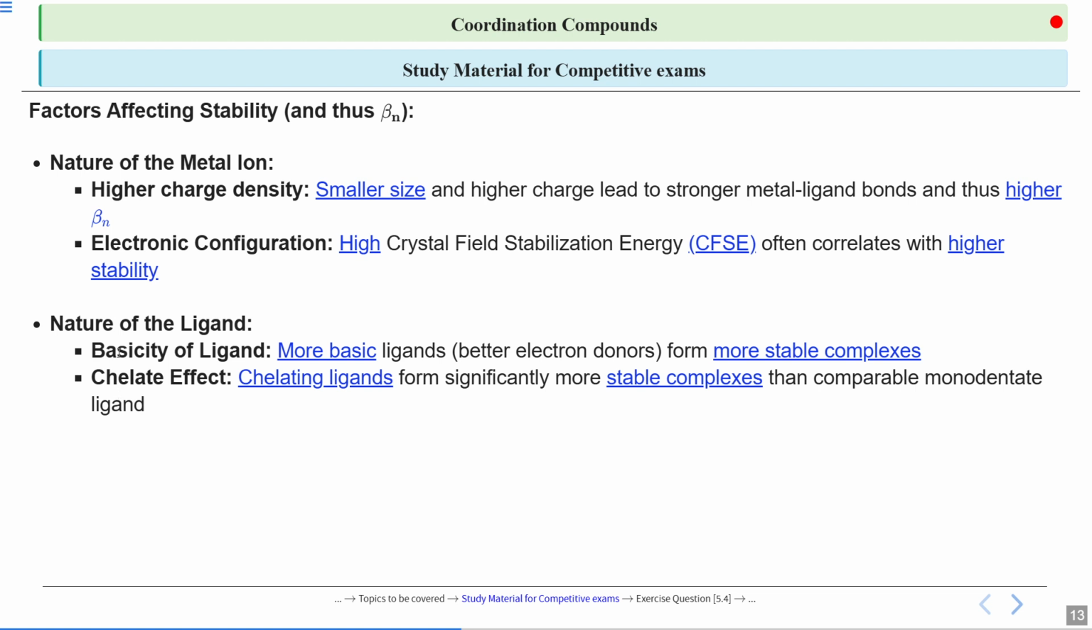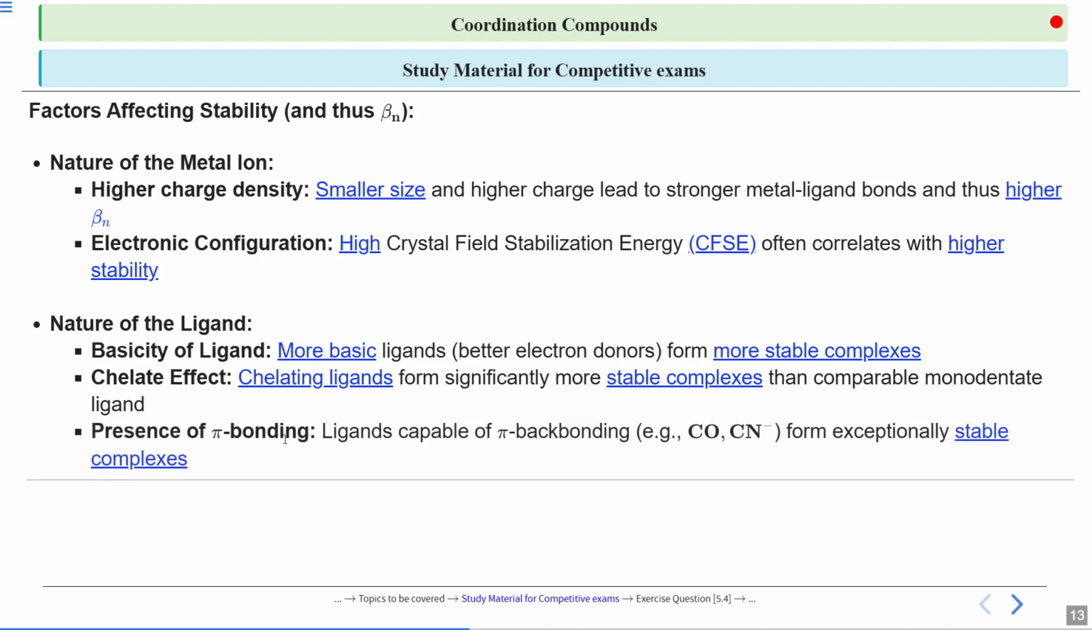Chelate effect. You all know that chelating ligands create the chelate effect, which forms significantly more stable complexes than comparable monodentate ligands. If you compare with a monodentate ligand having only one donor atom which can attach to the metal ion, a chelating ligand creates a chelating effect in the complex, which significantly increases the stability of the complex.